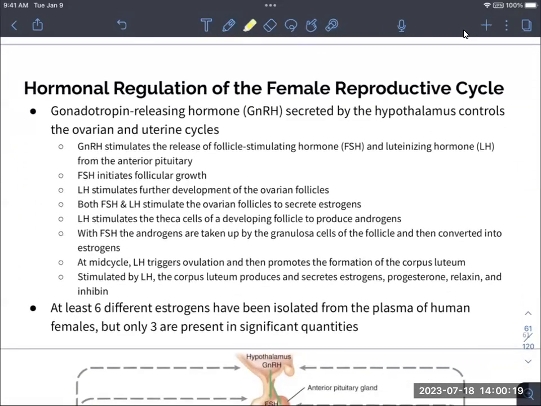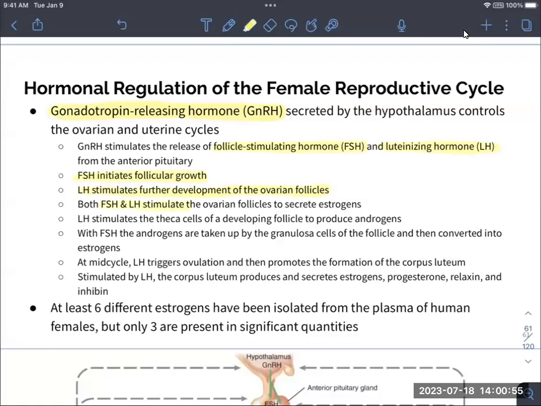So start with the hormones. Gonadotropin releasing hormone comes from that hypothalamus, and it's going to help to control these different uterine and ovarian cycles. Gonadotropin releasing hormone is going to cause follicle stimulating hormone and luteinizing hormone to be released. Follicle stimulating hormone is going to cause that follicle to start growing. Luteinizing hormone is going to continue that follicular development.